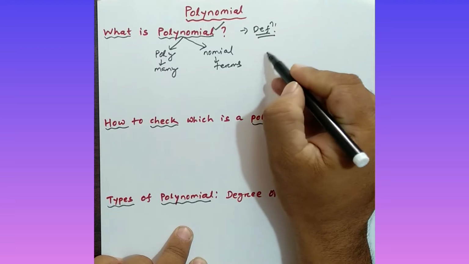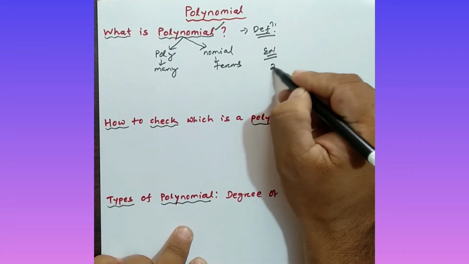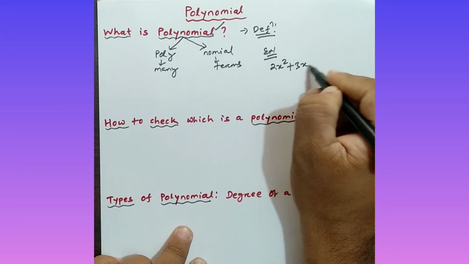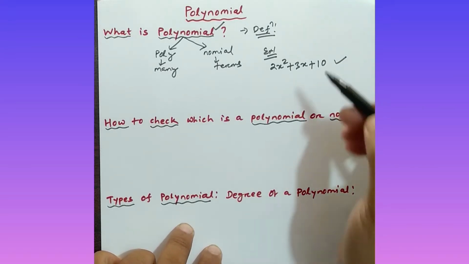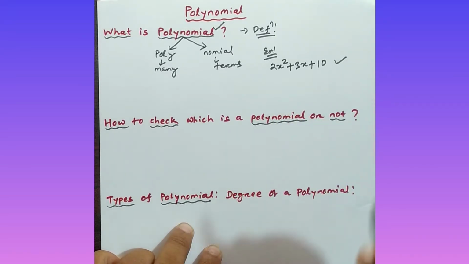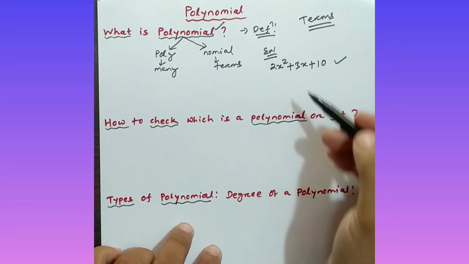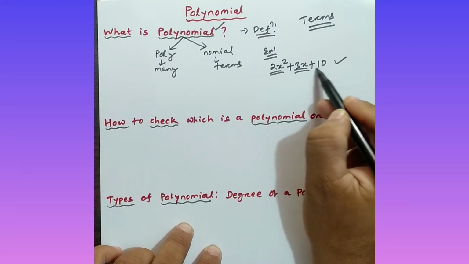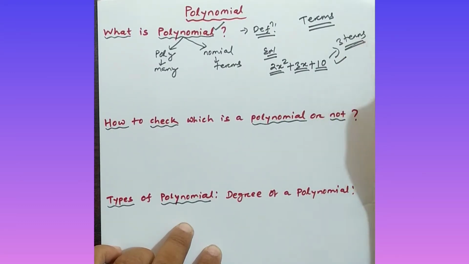Look at this example, let's suppose I'm saying 2x square plus 3x plus 10. This is a very simple example of a polynomial. First of all, you have to remember exactly what the meaning of terms is. Number of terms: 1, 2, 3. Here there are 3 terms.